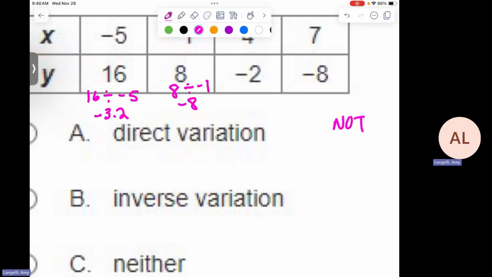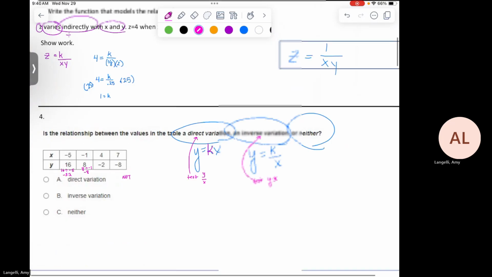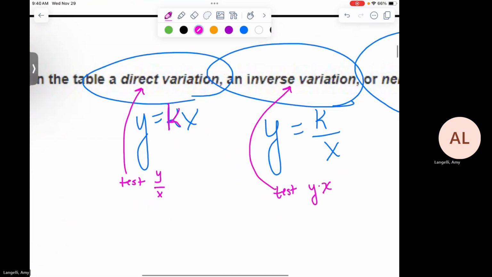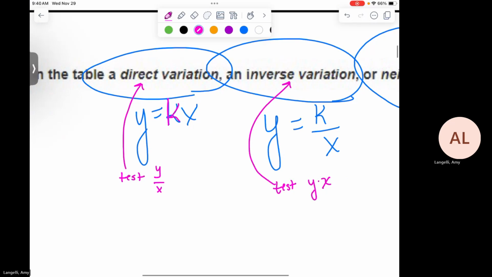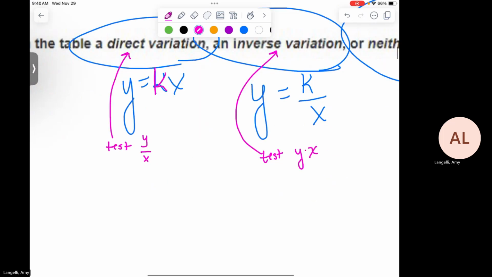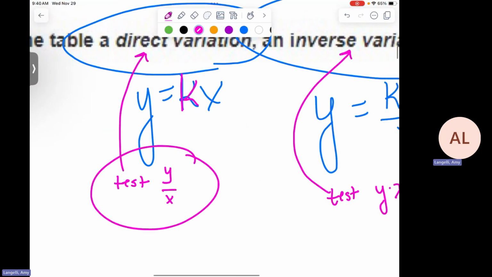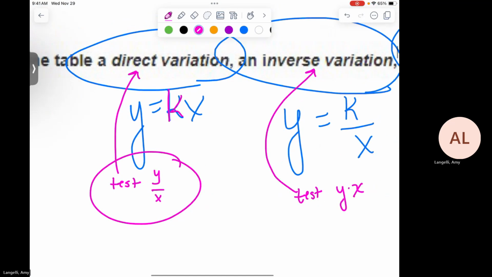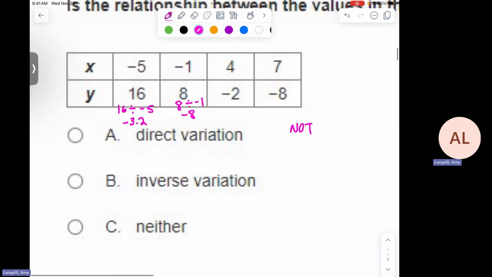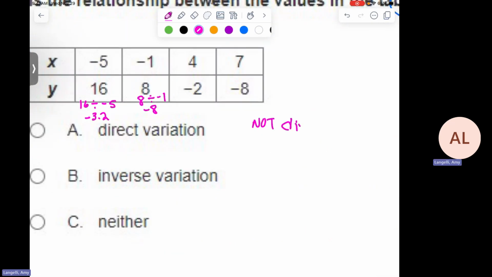What's the division test? Yeah, it's not. We tested this. Feel free to move to a different table. Since we tested division and it didn't work, we can say it's not direct. We would have to get the same thing each time. So I'm going to get rid of direct, and I'll change colors, and we'll try the multiply test.